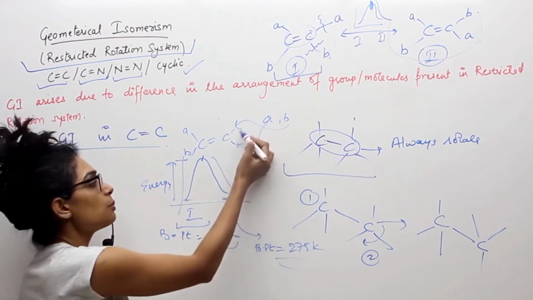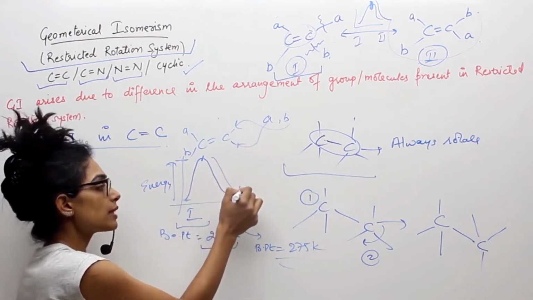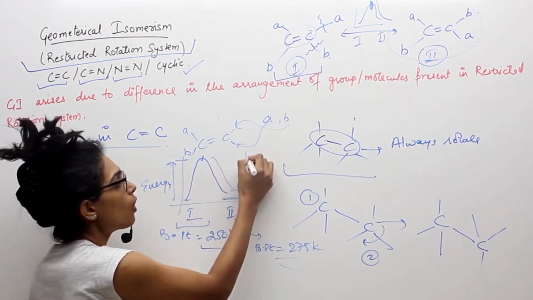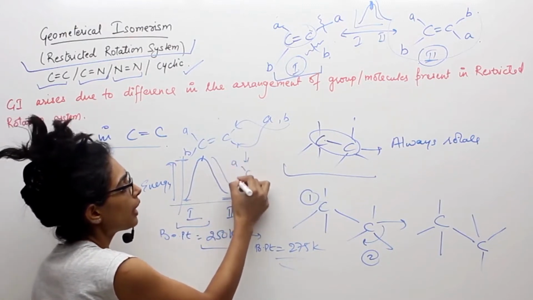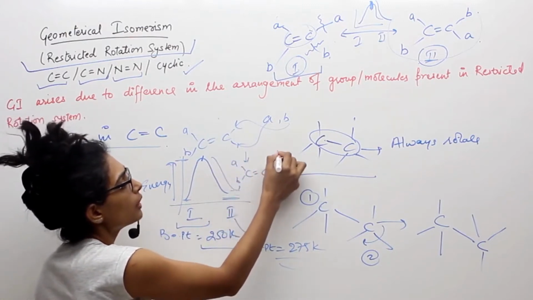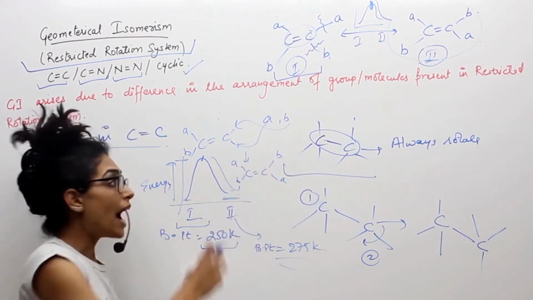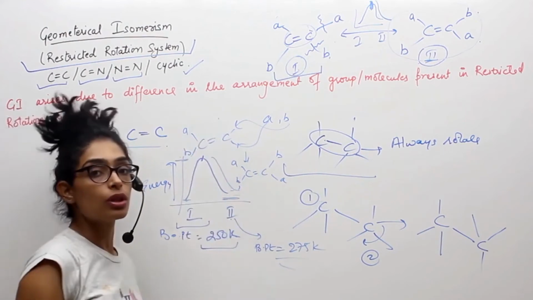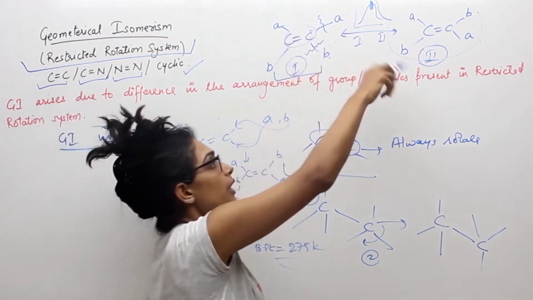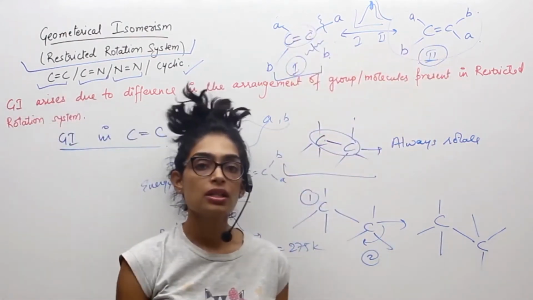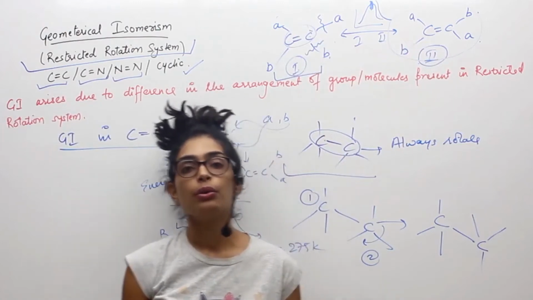That means when the attachment happens, the energy will become lesser, and when the compound forms completely, it will become A, B, double bond, B, A, which is the second compound. So a high amount of energy is required for this conversion. That means the bonds will completely break and new bonds will form. That is why this is called a restricted rotation system.